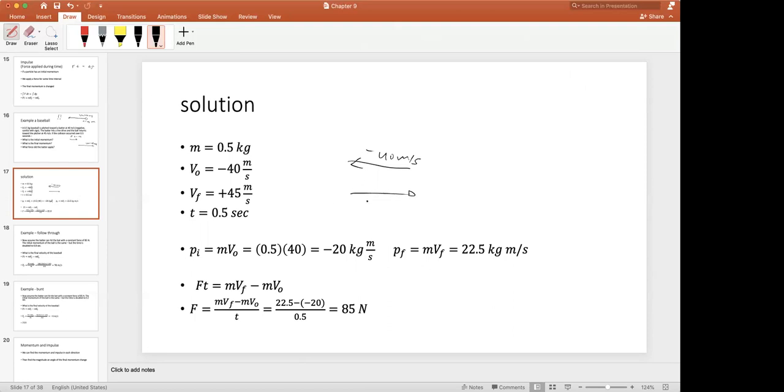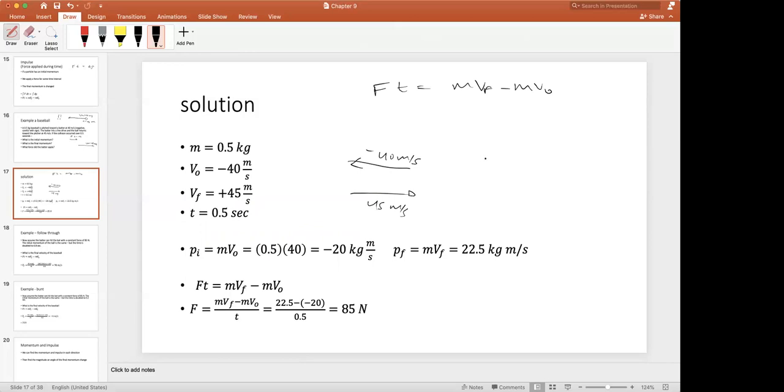After, when it's leaving, it's doing 45 meters per second positive. And the time of the collision, the time of the impulse, was 0.5 seconds. That means the batter applied a constant force for 0.5 seconds. So our impulse equation, remember, is force times time is the change in momentum, MV final minus MV initial.